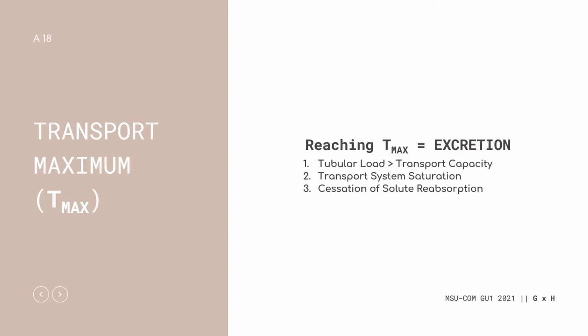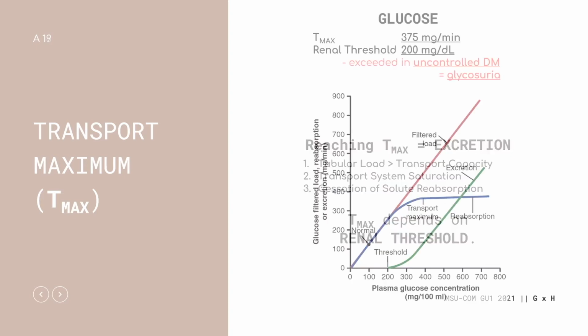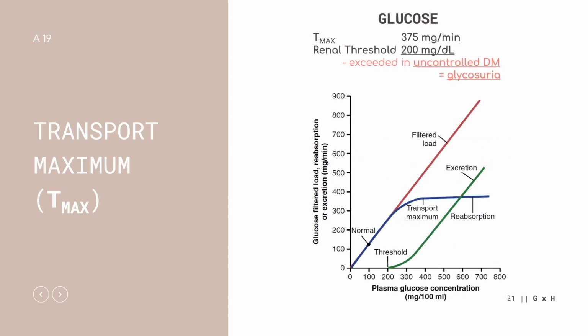A factor affecting the solute's Tmax is its renal threshold, determined by the amount of solute present in the plasma. If plasma levels of a solute are deemed more than sufficient to maintain the body's processes, the renal threshold is reached. Thus, any amount of a solute in the tubular lumen need not be reabsorbed further. Glucose, for example, has an average Tmax of 375 milligrams per minute, while the upper limit of its renal threshold is 200 milligrams per deciliter of plasma, as you can see in this image.